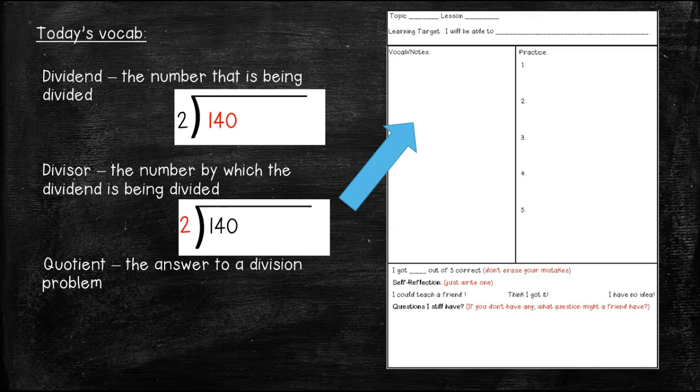Our next word is divisor. That's the number by which the dividend is being divided. In our example here, that's the 2, and it's on the outside of the house. Our last vocabulary word for the day is quotient, and that is the answer to a division problem. Go ahead and pause the video so you can write down all of the vocab and the examples that go along with it.